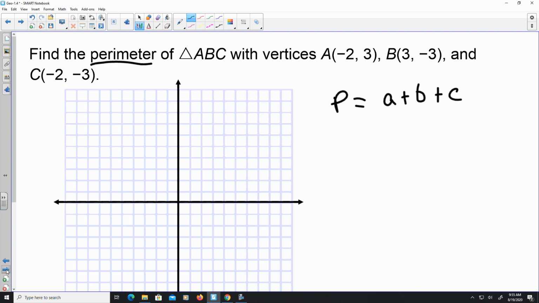A, they said, is negative 2, 3. So that's A. I'm just going to put negative 2, 3 right there. B is at 3 comma negative 3, which is right there. So that's B. And C is at negative 2 comma negative 3.